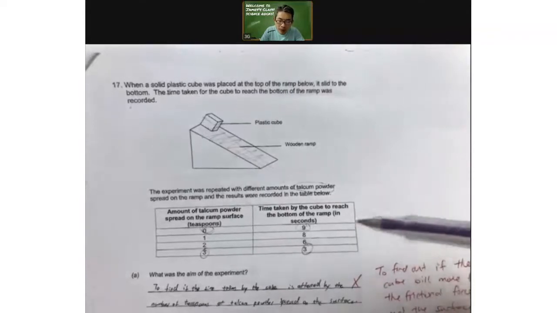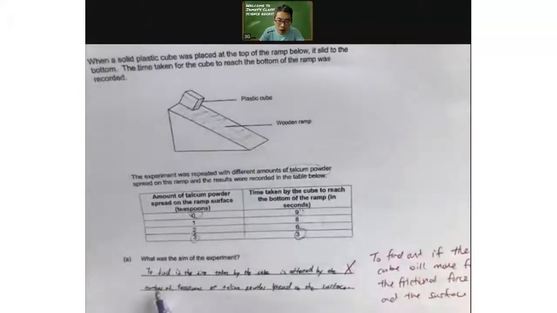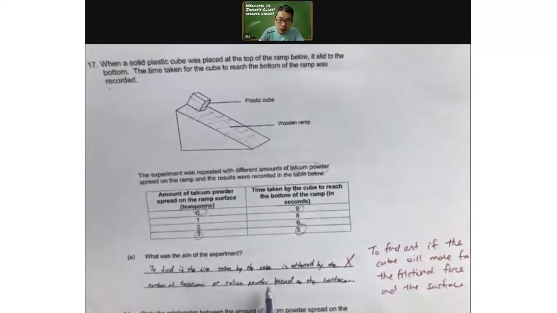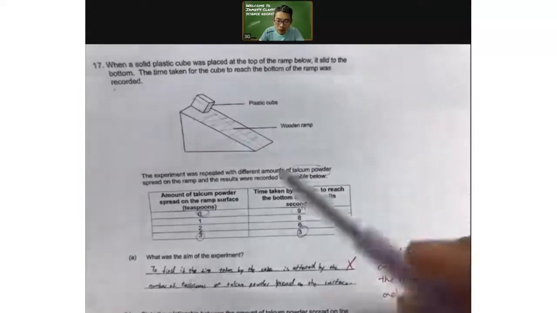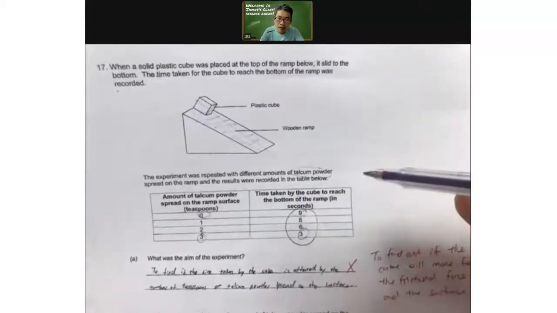Now it's very, very common for students to just relate these headings here and write something like this. To find out if the time taken by the cube is affected by the number of teaspoons of talcum powder spread on the surface. But that's not a scientific reason. Why would this person want to find out whether the time taken by the cube is affected by the number of teaspoons of talcum powder? That's nothing to do with science. So why would you want to measure this? What does this time measured suggest to this person?